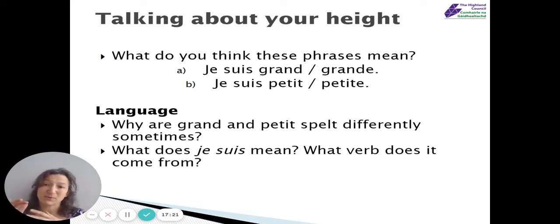But you could get boys up at the front of the class and girls looking at je suis grand, je suis petit, different animals that are masculine and feminine, and just playing around with it. Okay.